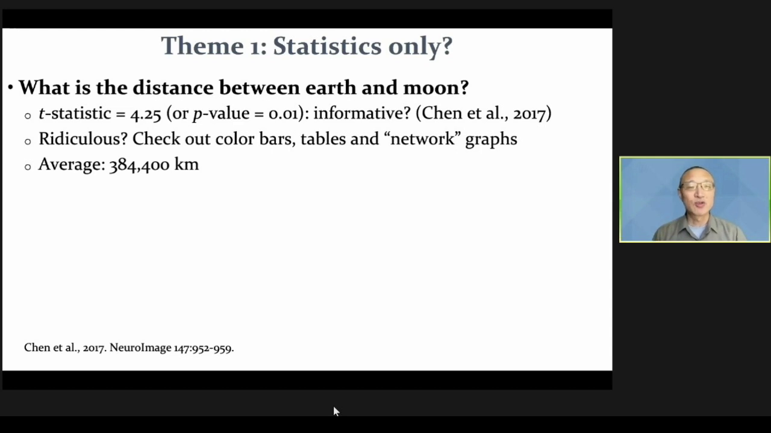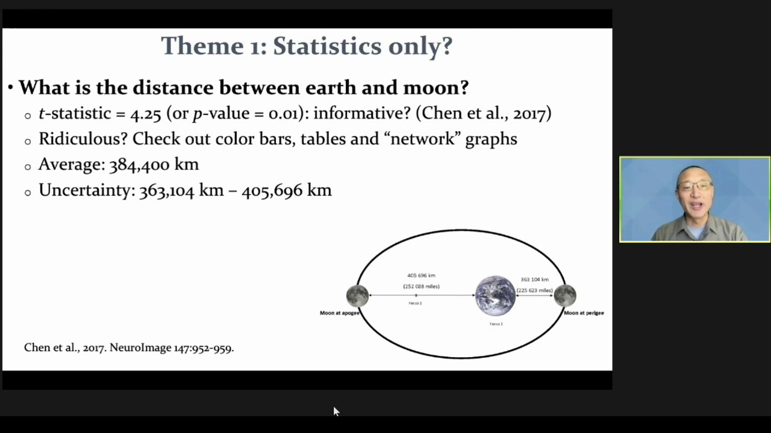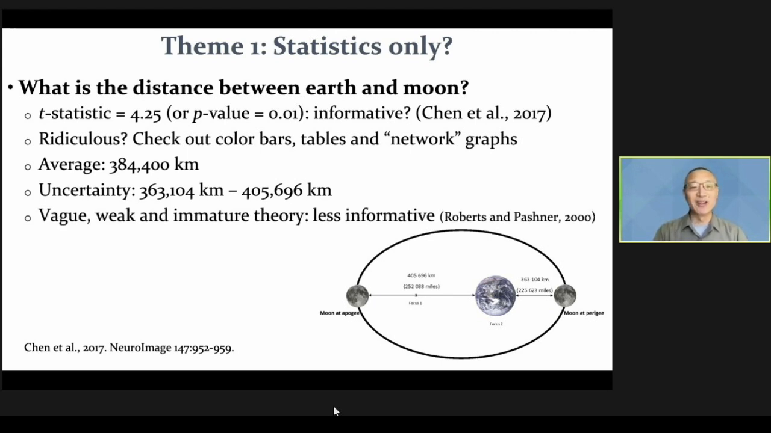So back to the original question, the average distance between Earth and the Moon is almost 400,000 kilometers. But that's not good enough, because depending on the relative locations of the two bodies, there's some uncertain range. So we better provide that range. So back to the focus of a t-statistic value.